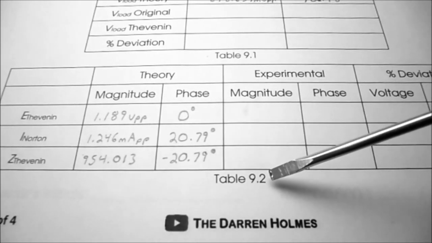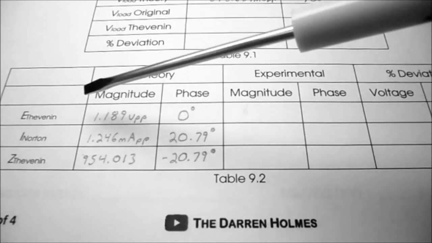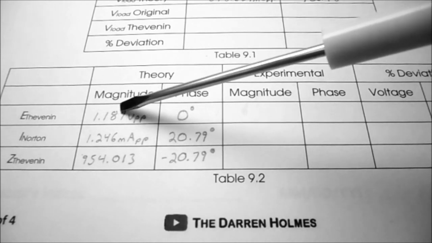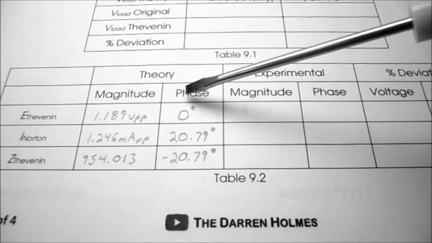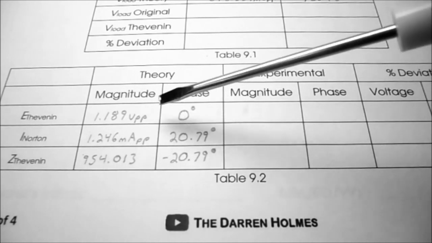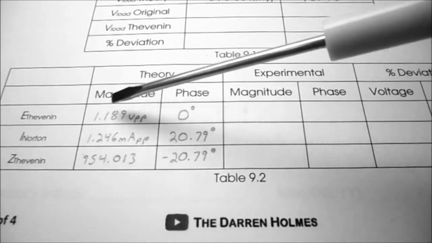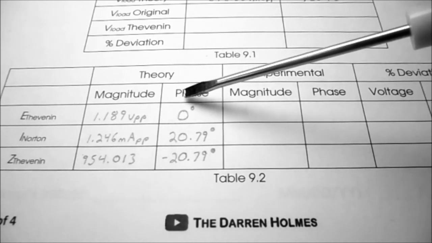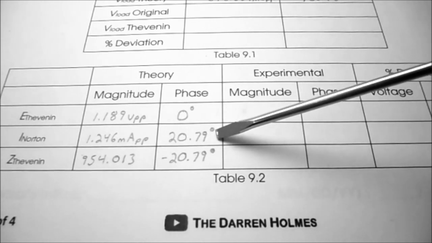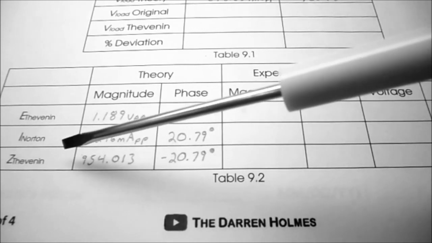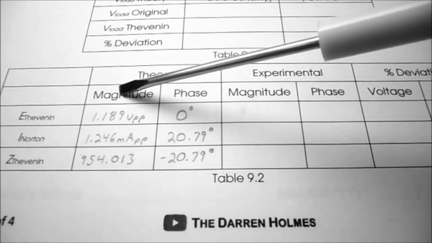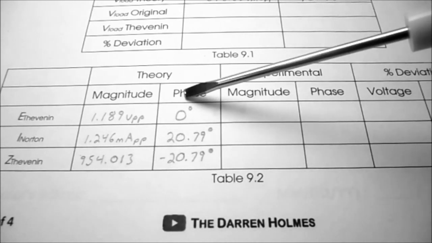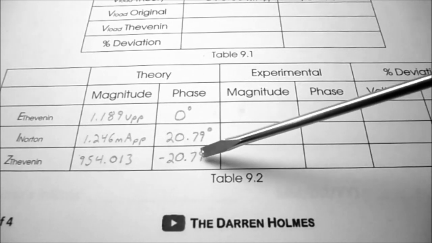So under table 9.2, for E Thevenin theory, magnitude is 1.189 volts peak to peak, and the phase is 0 degrees. For I Norton, the magnitude is 1.246 milliamps peak to peak, and the phase is 20.79 degrees. For Z Thevenin, the magnitude is 954.013, and the phase is minus 20.79 degrees.